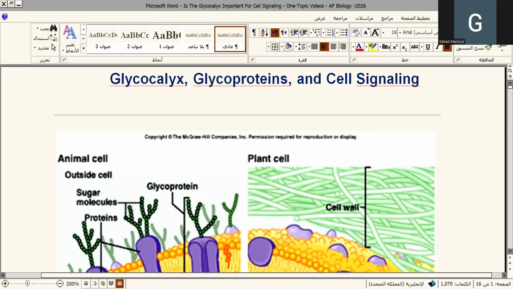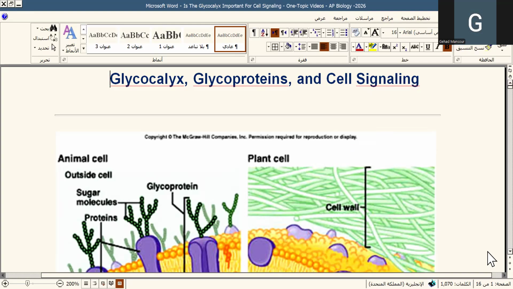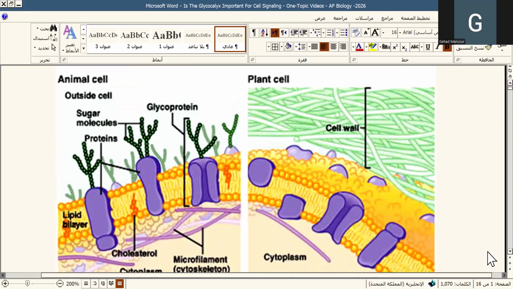Hello, everyone. In this video, we are going to discuss a very interesting yet very difficult concept of AP biology, which is the glycocalyx, and of course, the related glycoproteins and how they are related to cell signaling. We will first start by looking at that diagram.